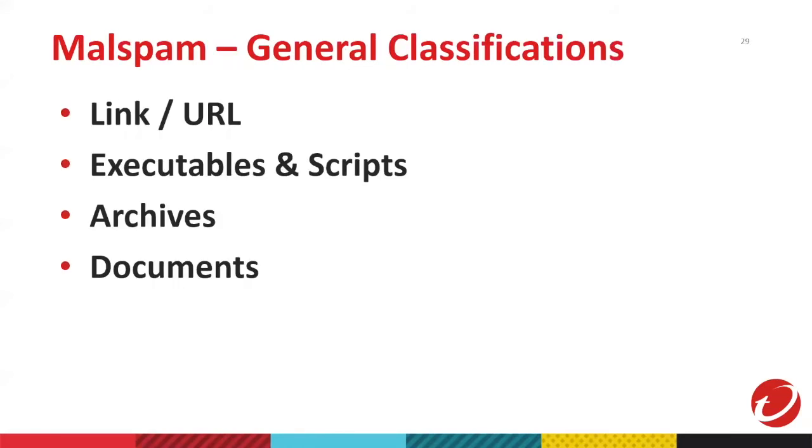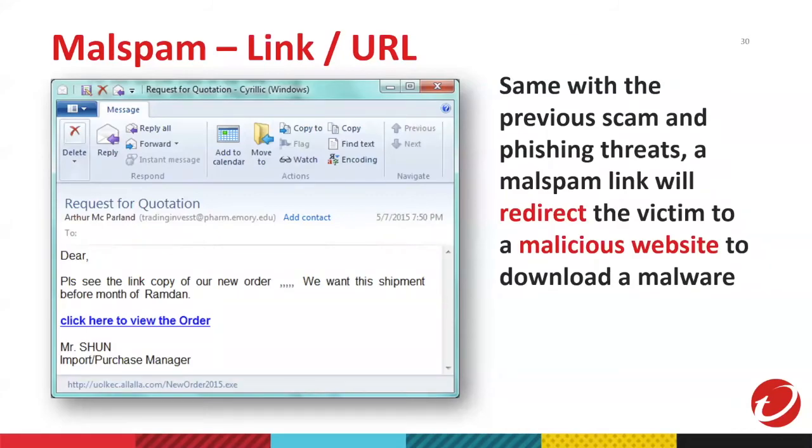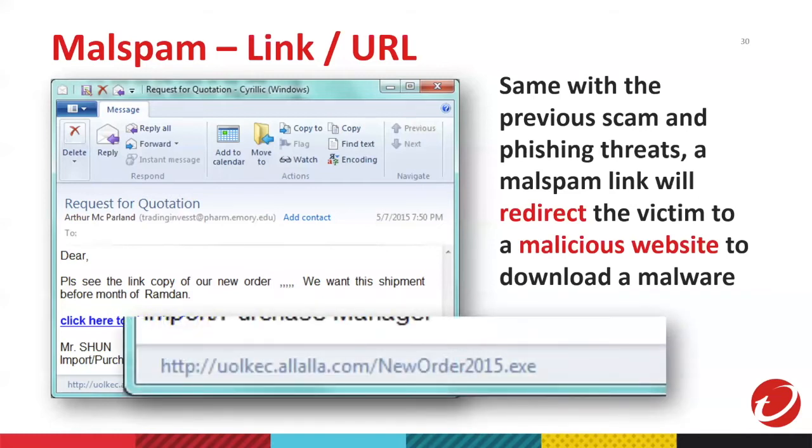So these are the general types of malspam you would see. There are certainly more out there, but I try to generalize them as much as possible for this one. First, we have the malspam that uses links and URLs. This type of malspam will urge you to click on the link to download a malicious file. Same as with the previous scams and phishing threats, all of the malspam emails use social engineering tricks to trick you into downloading or executing the malicious file. And if you download the malicious file, the file will also exhibit some social engineering tricks to fool the user into executing it, such as changing the icon and file name to resemble that of a harmless file.